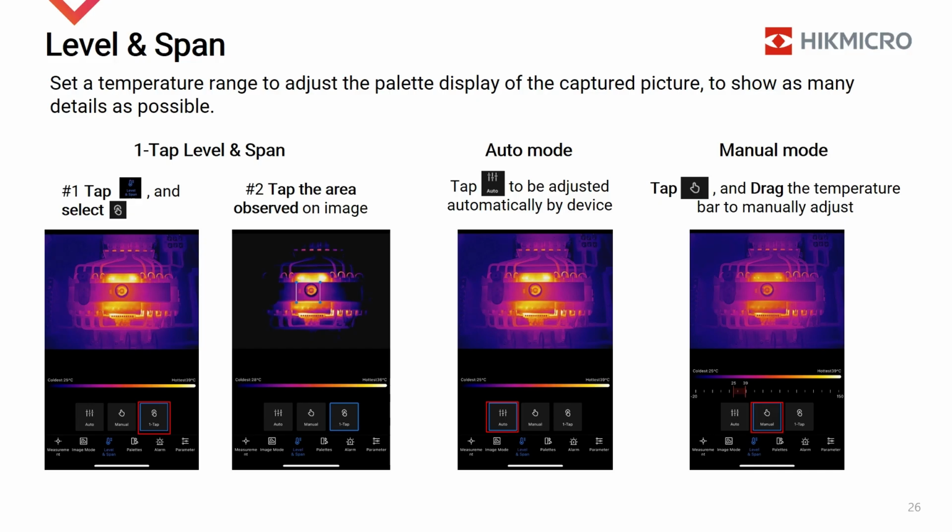The next one is auto mode, which is the default mode as well. If you cannot have a good image after trying several times of one-tap level and span, you can just switch it to the auto mode, so as to recover the image rendered by HIKMICRO image algorithm. Last one, manual mode, allowing a professional inspector to fine-tune the image by dragging the temperature bar and manually adjust level and span.